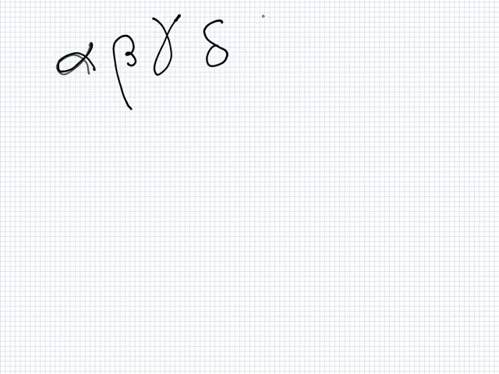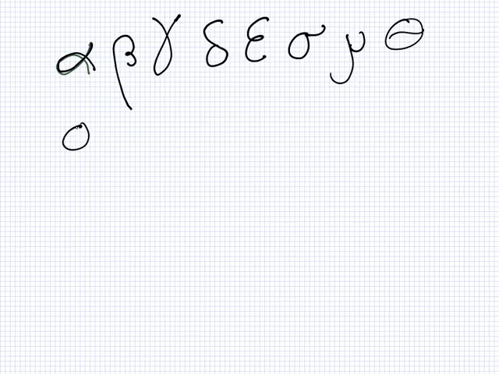Delta. Delta. Sigma. Epsilon. This one's sigma. This one's mu. This one here is theta. This one is phi. This one is psi. This one is eta. This one is nu. This one's omega.